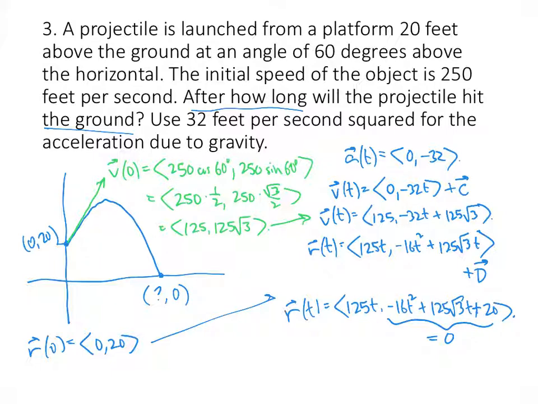I cheated and used Mathematica to do this for me quickly, but I get two solutions. t is approximately equal to negative 0.09 and 13.62. Obviously, the negative answer doesn't make any sense in this problem, and so the answer that we're looking for is 13.62 seconds.